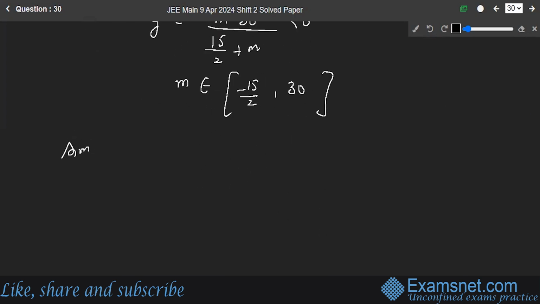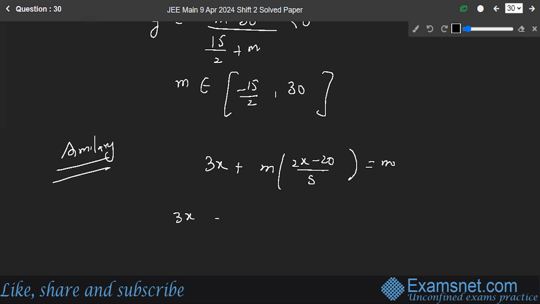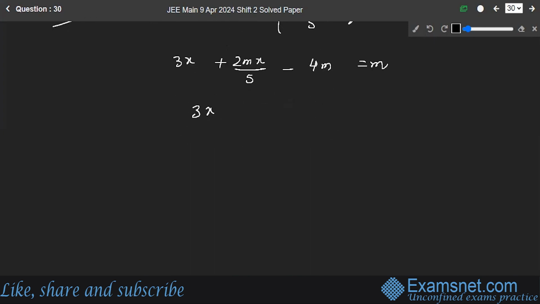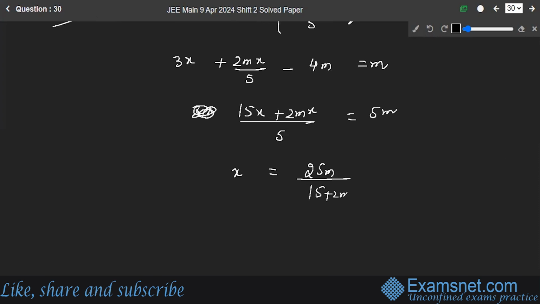Okay, now similarly, let's fill in the value of y. So you will have 3x plus m into 2x minus 20 upon 5 is equal to m, or 3x plus 2mx upon 5 minus 20 upon 5 into m, or this will be 4m, is equal to m. 3x, let's do the LCM also. This will be 15x plus 2mx upon 5 is equal to 5m, or you will have x as 25m divided by 15 plus 2m. Now x is also negative, so that means here m will lie in the interval minus 15 by 2 to 0.